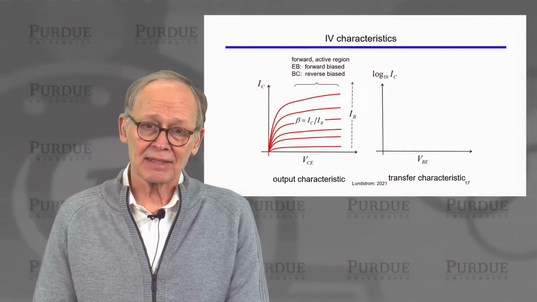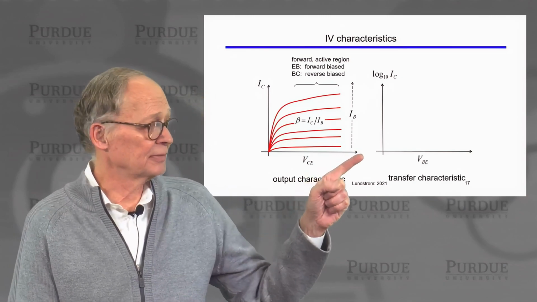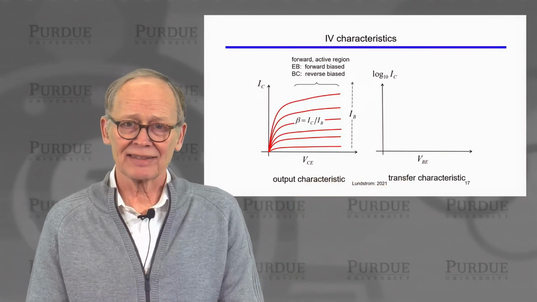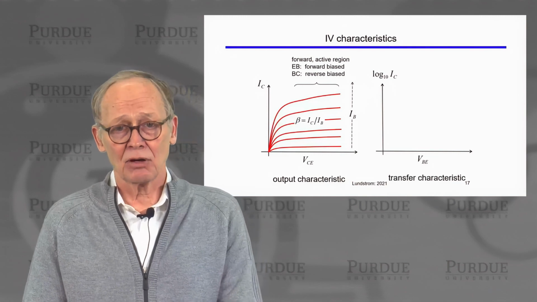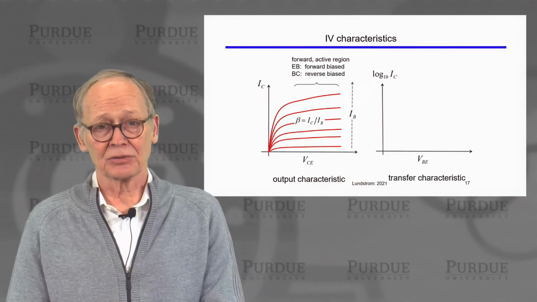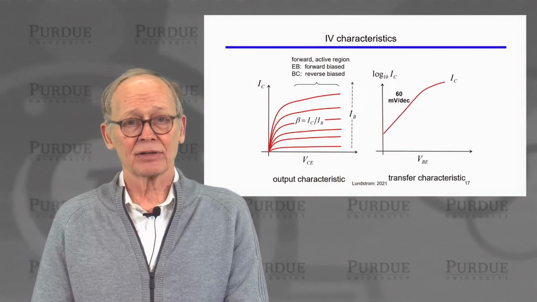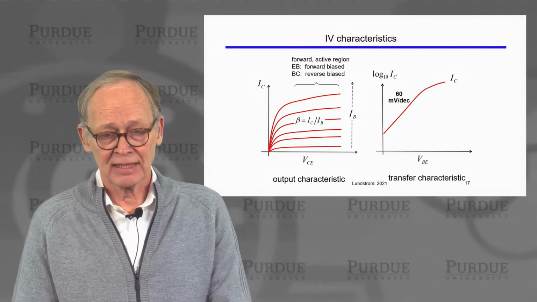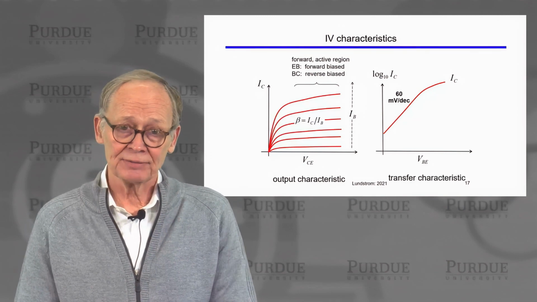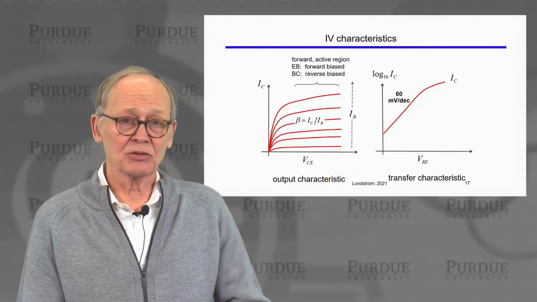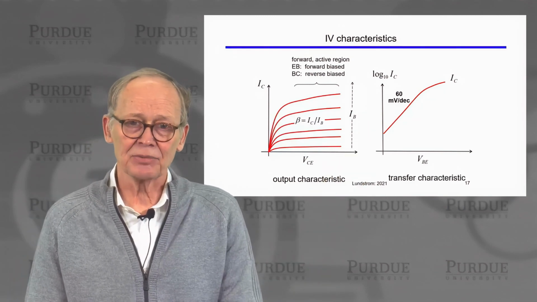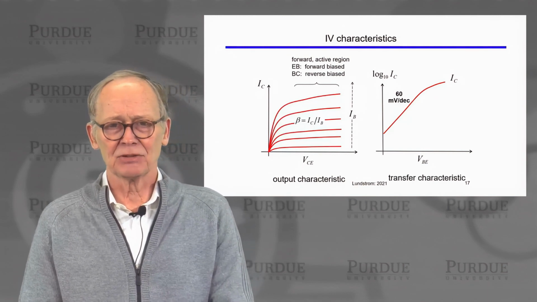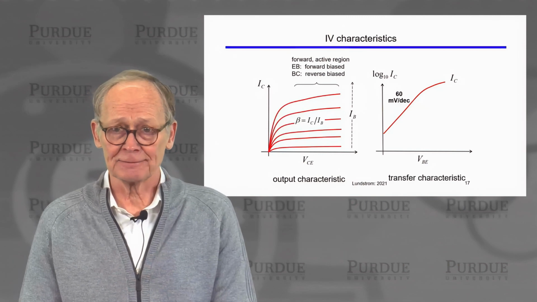If we plot the collector current versus the base emitter voltage on a log plot, this is sort of like plotting the log of the drain current versus the gate to source voltage. And we'll get a characteristic that will look much like a MOSFET. One important difference is that we have 60 millivolts per decade. We have ideal sub-threshold swing, even to very large currents, right? There's no real concept of a threshold voltage.